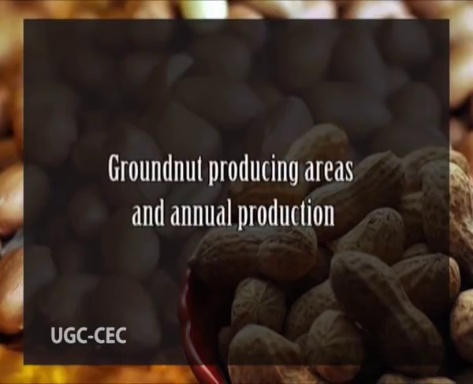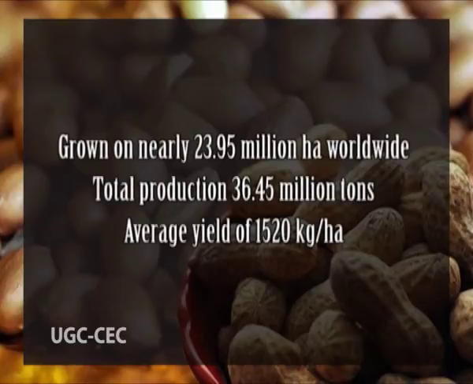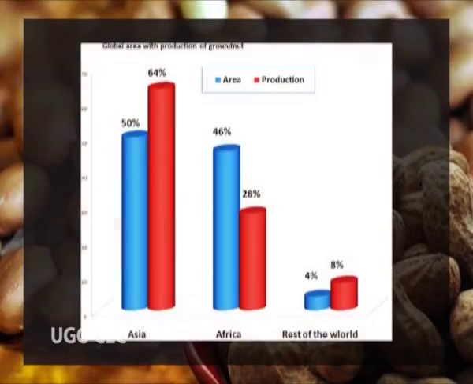Now we see groundnut producing areas of the world and annual production. Groundnut is grown on nearly 23.95 million hectares worldwide with a total production of 36.45 million tons and an average yield of 1520 kilograms per hectare. Developing countries in Asia, Africa and South America account for over 97% of the world groundnut area and 95% of the total production. As you can see in the histogram, the production is concentrated in Asia, that is 50% of the global area and 64% of the global production, and Africa with 46% of the global area and 28% of the global production.